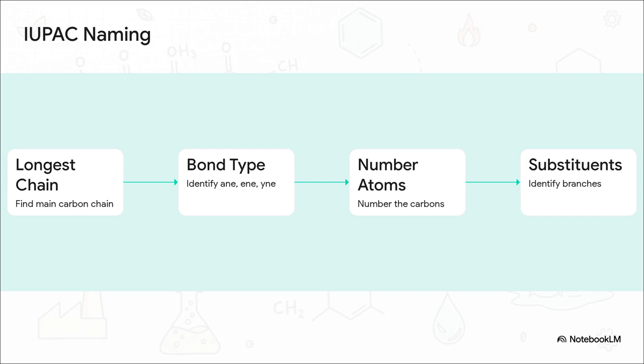Step 1, find the longest continuous carbon chain. Step 2, identify the bond type. This gives us our suffix. So single bonds get ane, double gets ene, and triple gets yne. Step 3, number the carbon atoms so you can map out precise locations. And step 4, identify any substituents, which are basically just the branches hanging off that main chain. It is a flawless system for identifying every single molecule.